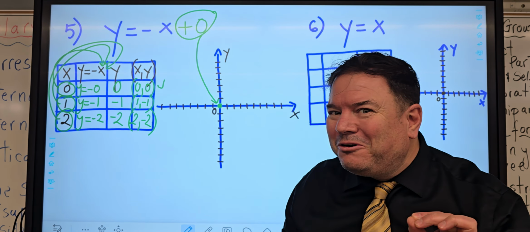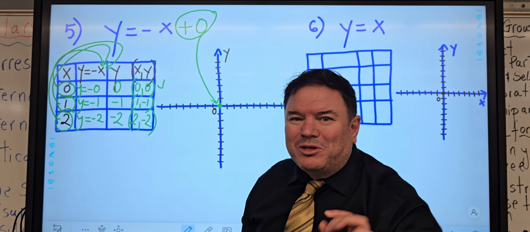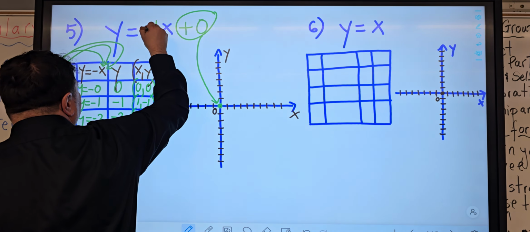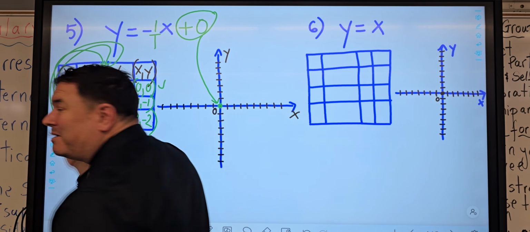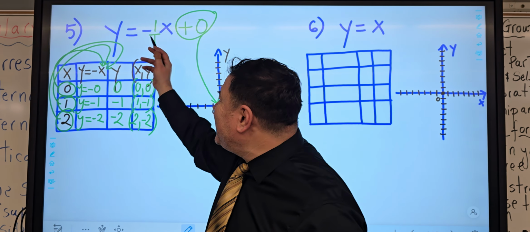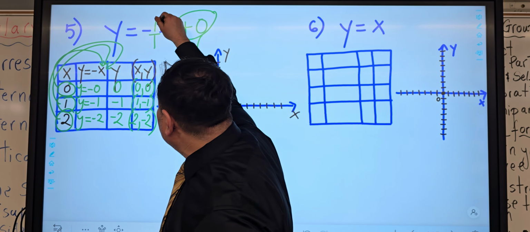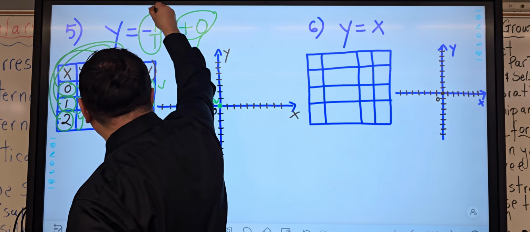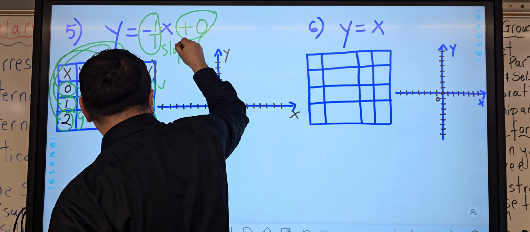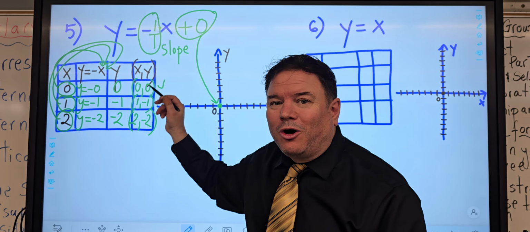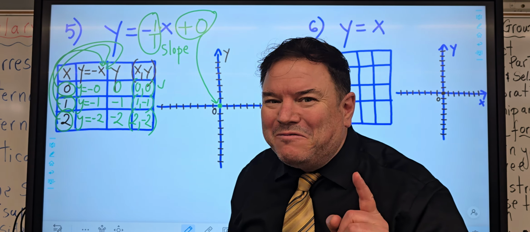I've been telling you, if we don't have any number, you are going to add the invisible 1. So we have the rise over run. Because if we put the 1 there, 1 times x is still x. 1 doesn't change anything when we multiply by x. So our slope in this case is negative 1 over 1. This is our slope. Remember that. The number in front of x is the slope, and if we do not have a number, add that invisible 1.